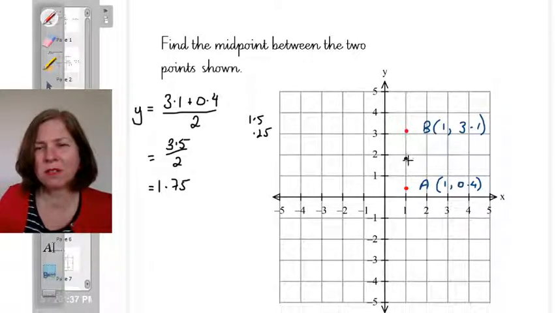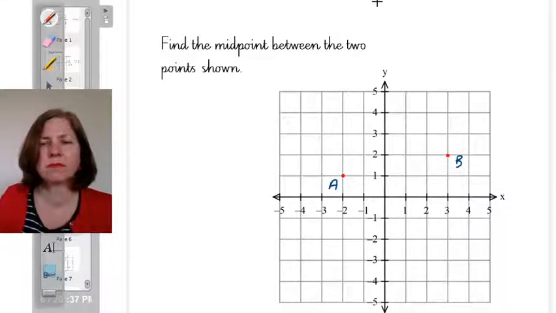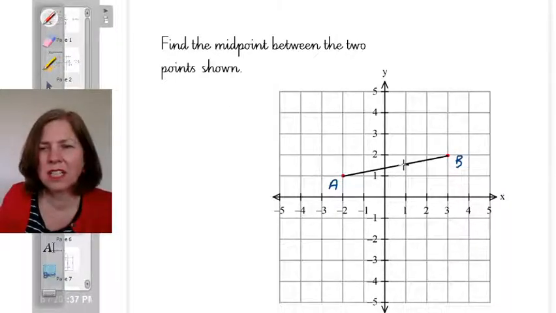So that looks pretty much like where I guessed. 1.75 is my midpoint. All right, so now here we've got another example where they're not on a straight line, not on a vertical line or a horizontal line, and I'm looking for the midpoint. Now, just sketching, I reckon it's going to be somewhere here. It's definitely not a whole number either way.